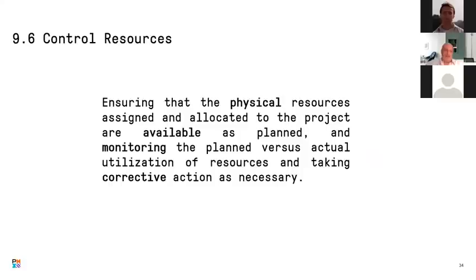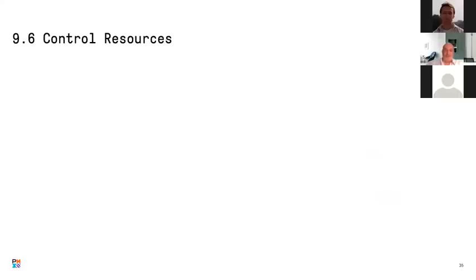The last process that we are going to talk about is about the control resources. So what is control resources? Now we're talking about the physical resources, we have to ensure that the physical resources are doing well, doing as planned. And we are monitoring the planned versus the actual to ensure that the resource is really getting me where I want to go with the project objectives. Okay, so that's for the control resources.